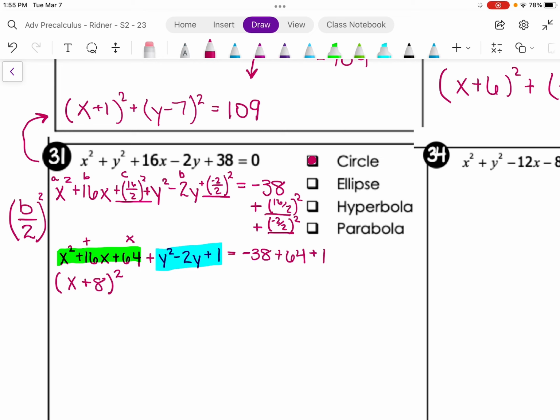Okay, and then same idea here. What multiplies to get positive 1, but adds to get negative 1? Well, that's negative 1 times negative 1, or negative 1 plus negative 1. Okay, and my very last step is to add negative 38 plus 64 plus 1, which is 27. Now it is in the standard form that I want. If I needed to know the center, I could tell you it's negative 8, 1. If I needed to tell you the radius, I could tell you that it's the square root of 27.